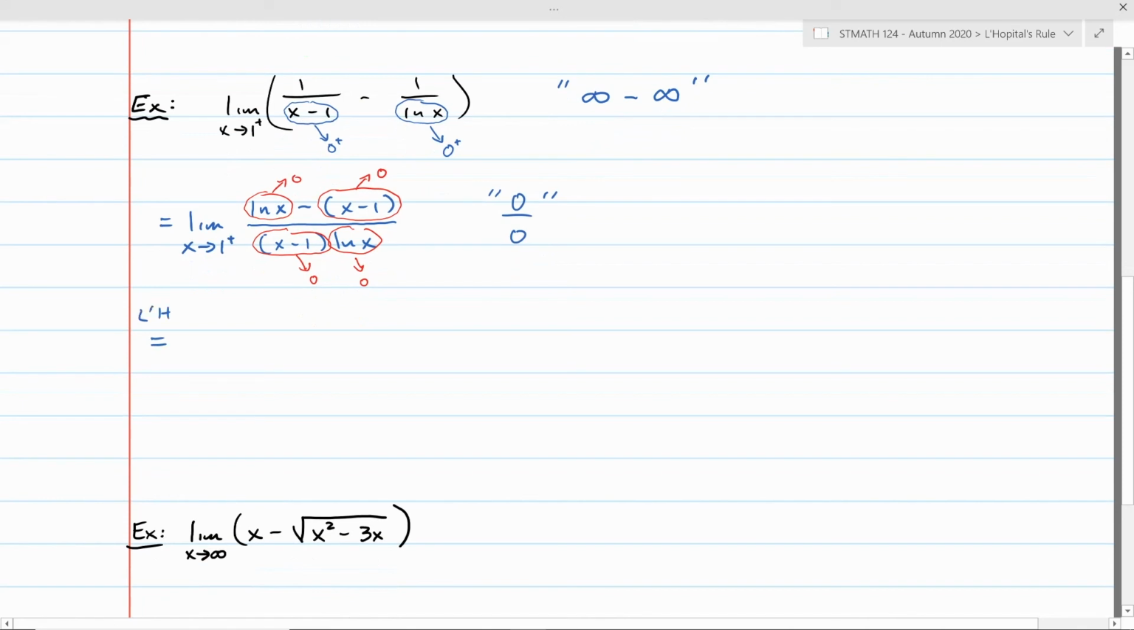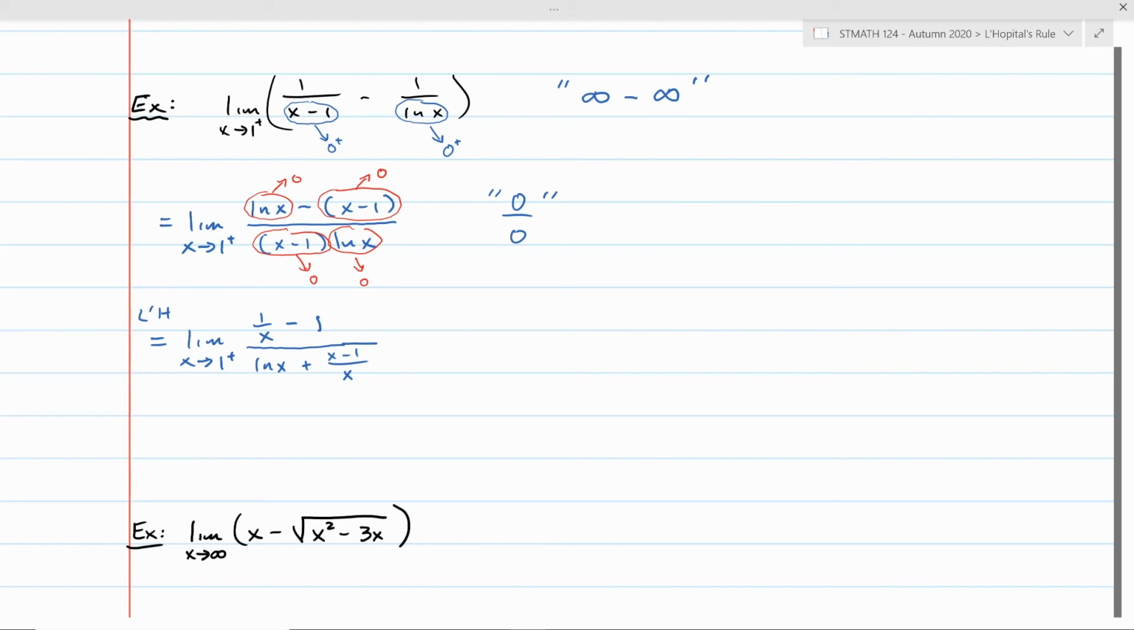So doing L'Hopital's rule, I'd get the derivative in the numerator, which is 1 over x minus 1. And then in the denominator, I would have to do the product rule. So I would get natural log of x plus x minus 1 over x. Now be careful when you're doing L'Hopital's rule that you don't try to do the quotient rule to the whole fraction. L'Hopital's rule says you take the derivative of the numerator and denominator separately.